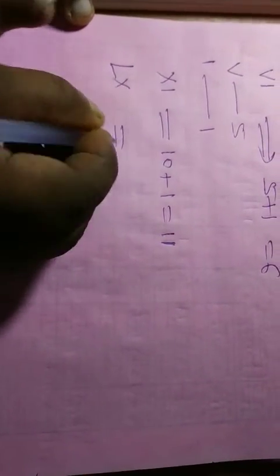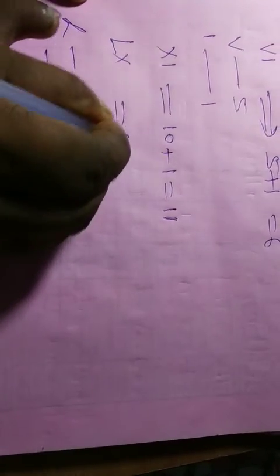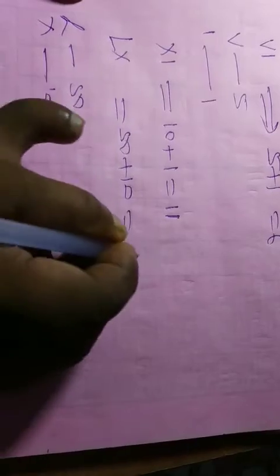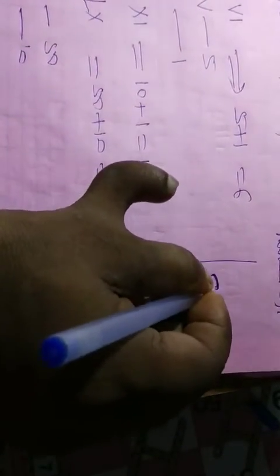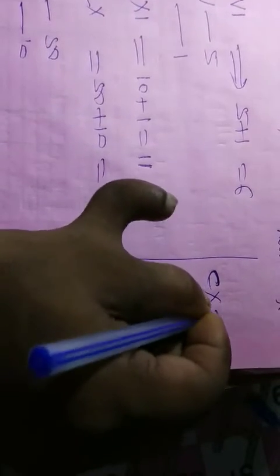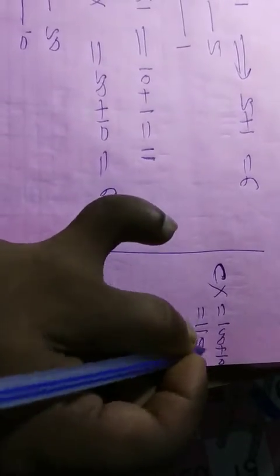LX: what is the meaning of L? 50. What is the meaning of X? 10. So 50 plus 10 is 60. CX: what is the meaning of C? 100. And what is the meaning of X? 10. So CX is 110.